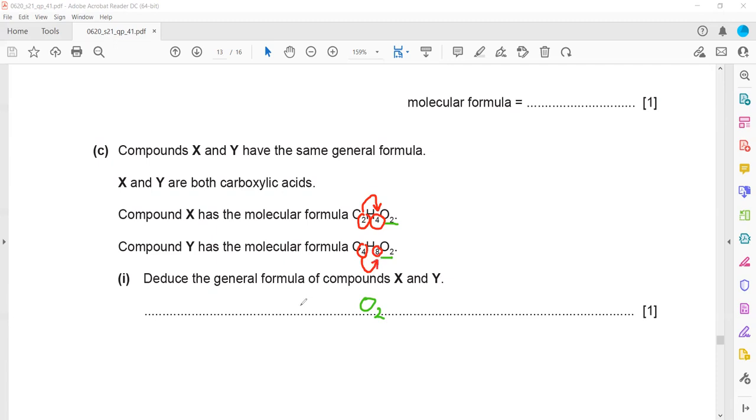So how can I relate the carbon and hydrogen with each other? I can say if we have n carbon, then we will have 2n hydrogen. Or if carbon is x, the hydrogen will be 2x. And they all contain O2. So the general formula is CnH2nO2.